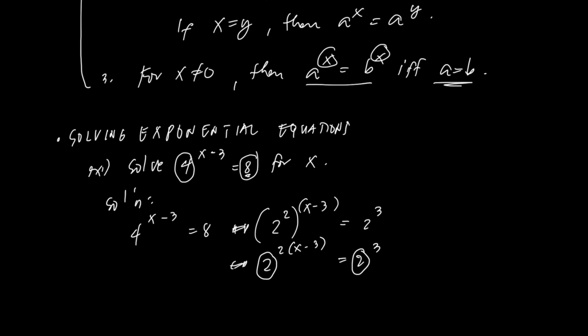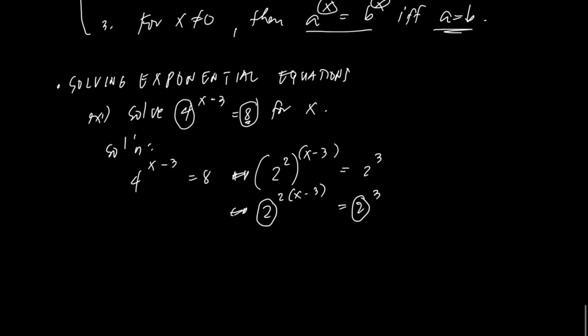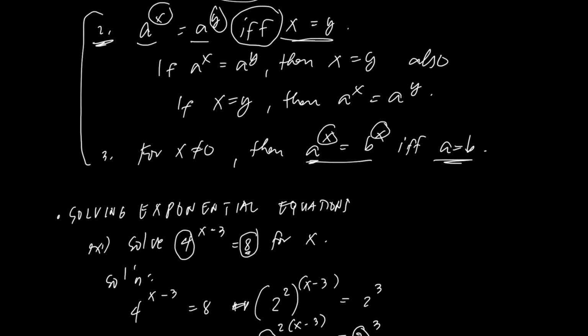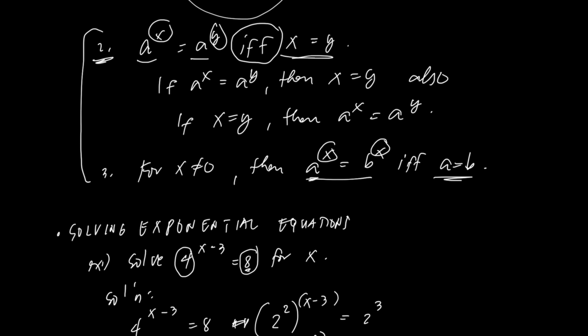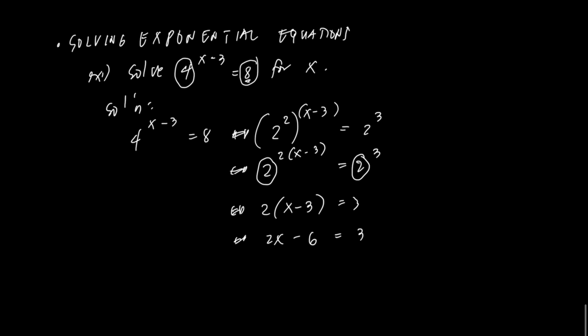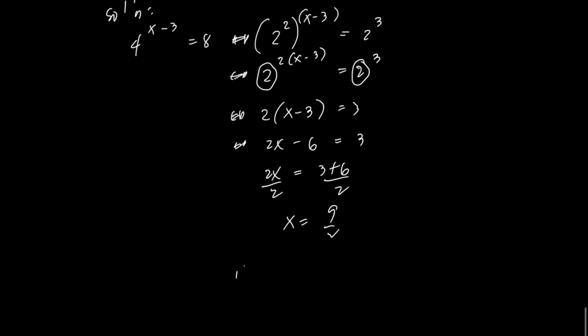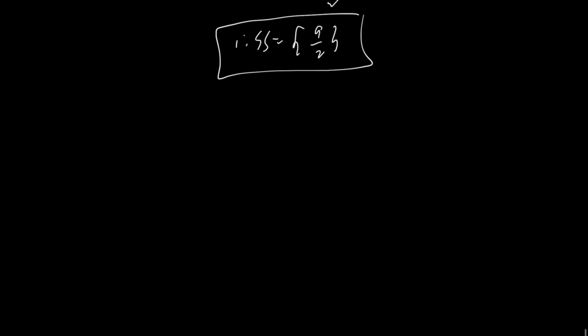Now we have the same base here, so therefore we can apply the second property. Since we have the same base now, the 2, we can apply the second rule, which is 2 times x minus 3 equals 3. Then simplify. 2x minus 6 equals 3. 2x equals 3 plus 6, divided by 2, x is equal to 9 over 2. Or your solution set is 9 over 2.